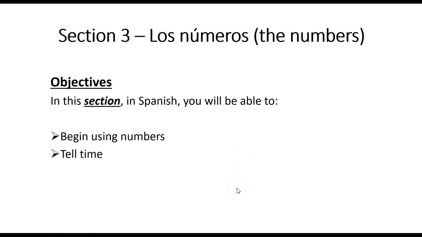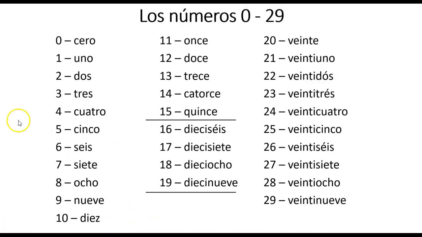Section 3, los números, the numbers. In this section in Spanish, you'll be able to begin using numbers and to tell time. So, let's go through los números 0 a 29, 0 through 29.